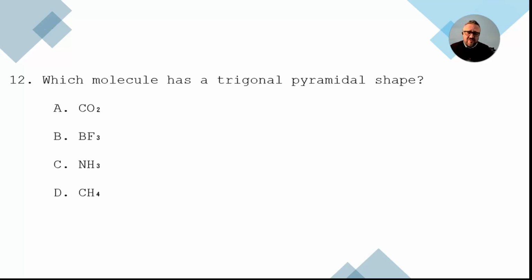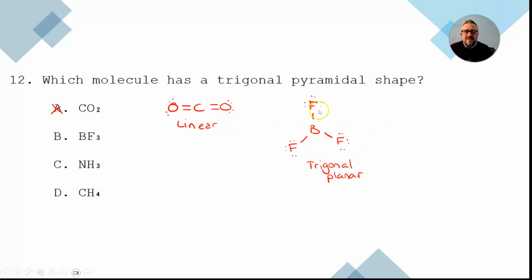Looks at electron domains and bonding domains and whatnot. So let's draw them out. First off, carbon dioxide, we have this wonderful linear molecule, so it's not going to be that one. Then we have a trigonal planar molecule right here, with the boron in the middle and the fluorines off the top. But that's a flat molecule, so it's not BF3.